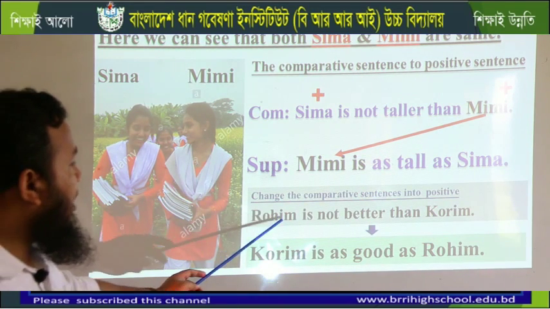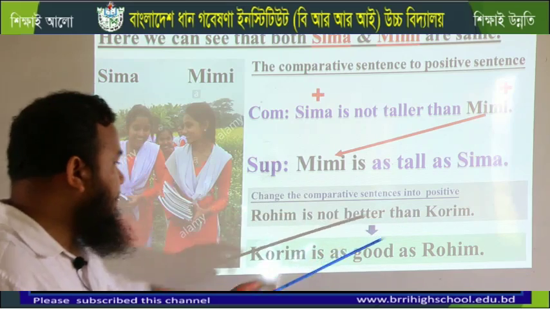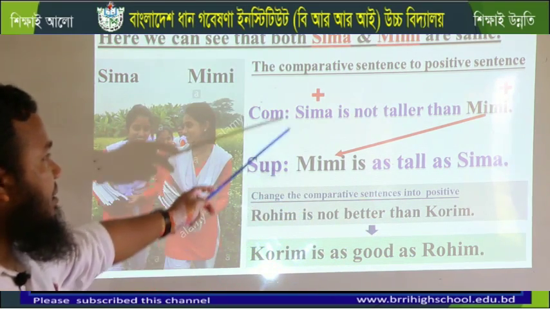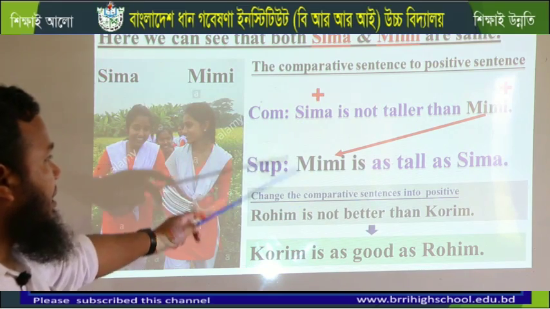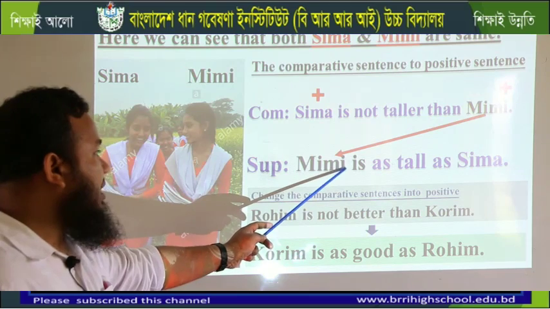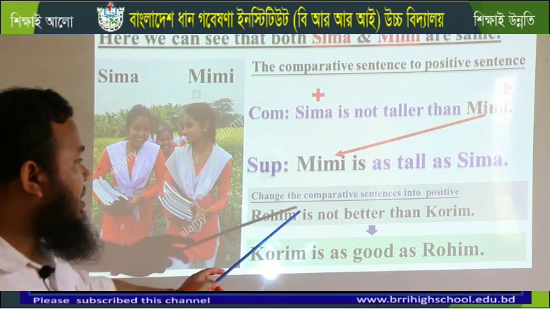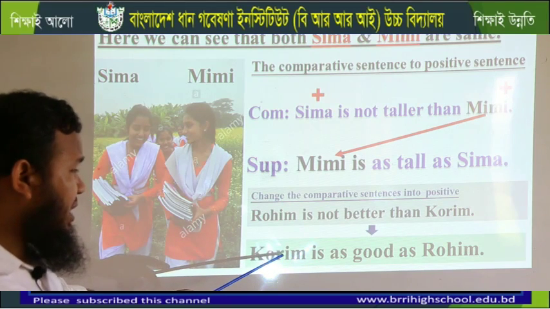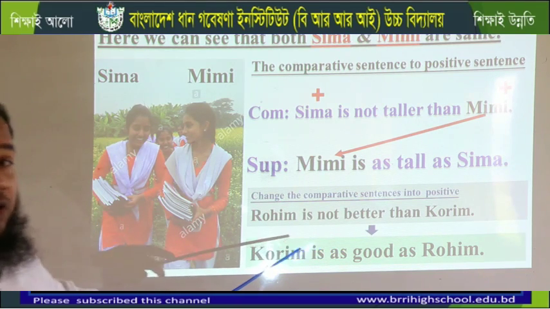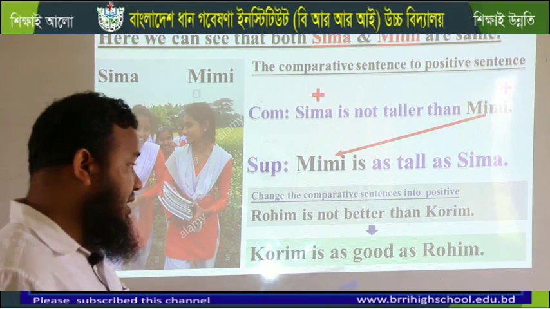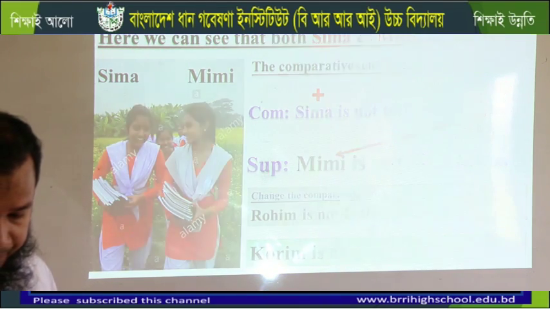Now, Rohim is not better than Korim. Korim is as good as Rohim. Here we have seen a quite similar example, where "not" is available in the given sentence. For this reason, in our answer we did not use "not" here. Again, Rohim is not better than Korim, here we have "not", but whenever we are transforming it into positive, we are not using the negative form, we are using the positive form here.